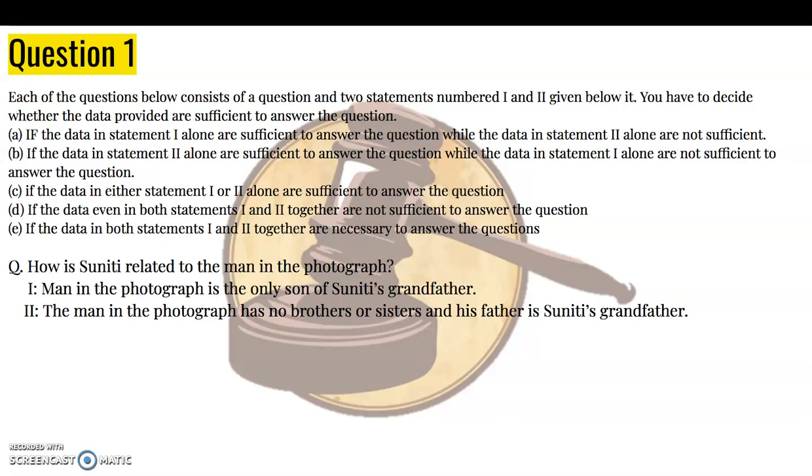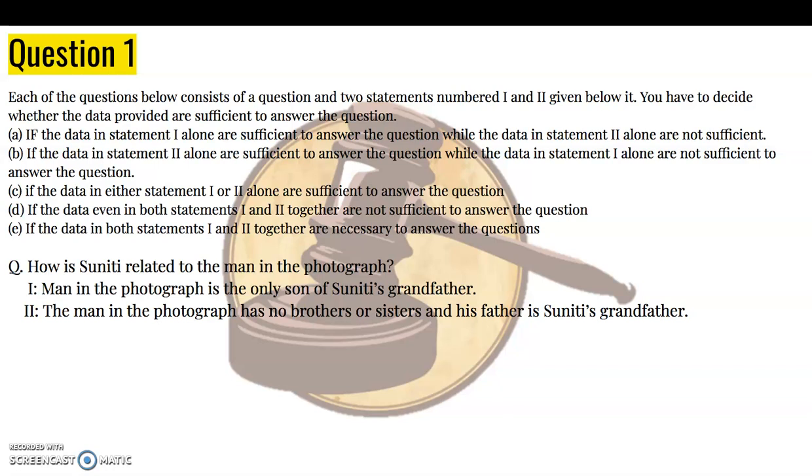Before I solve the question, always try solving it yourself. So the first question asks us, how is Suniti related to the man in the photograph? So there is a man in the photograph. How is this person called Suniti related to him? So statement 1 says that the man in the photograph is the only son of Suniti's grandfather.